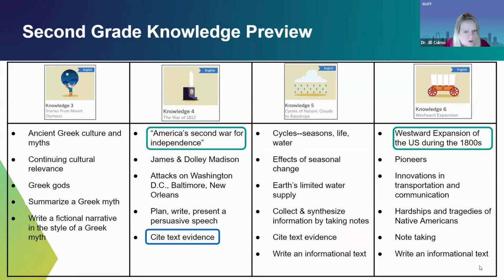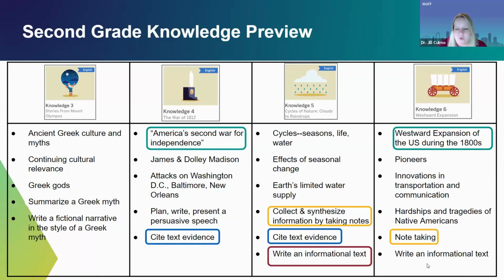Also in Unit 4, they will be learning how to and practicing citing text evidence, which they will also do in Knowledge 5. Additionally, in Knowledge 5, they will collect and synthesize information by taking notes. Likewise, they will also take notes in Knowledge 7. They will also write informational texts in both of those last 2 units of Quarter 2, Knowledge 5 and Knowledge 6.